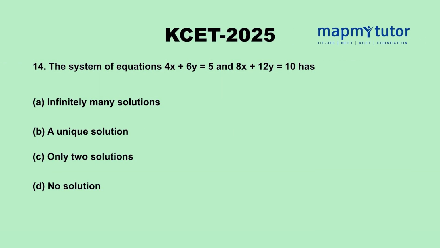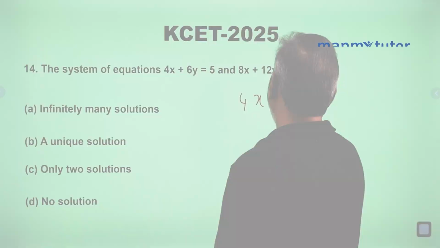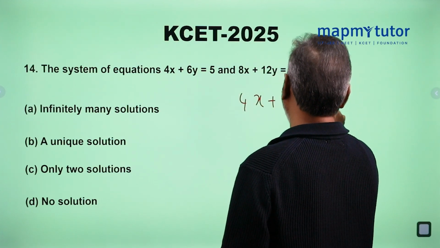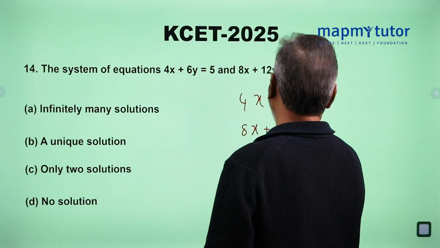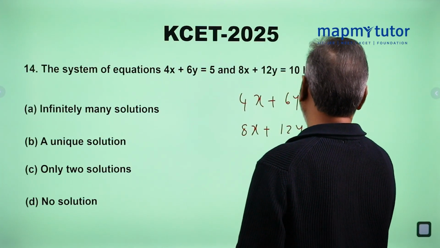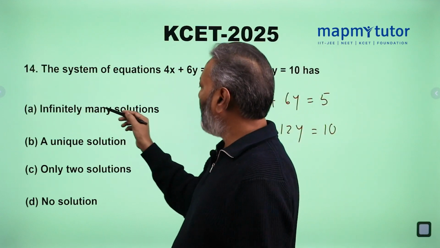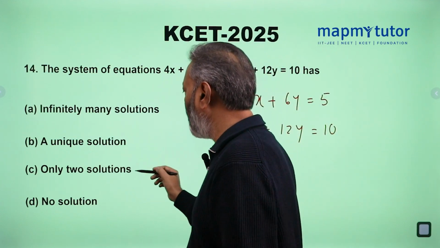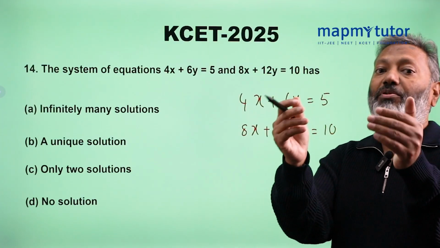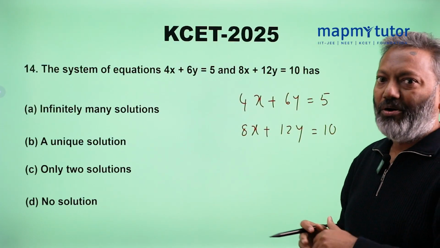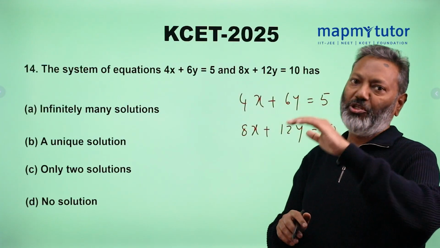The system of equations 4x plus 6y equal to 5. Definitely write that equation. 4x plus 6y equal to 5 and 8x plus 12y equal to 10. Does it have infinitely many solutions, a unique solution, or only no solution? That means your job is to find the number of solutions of these two. I'll explain with the help of geometry.